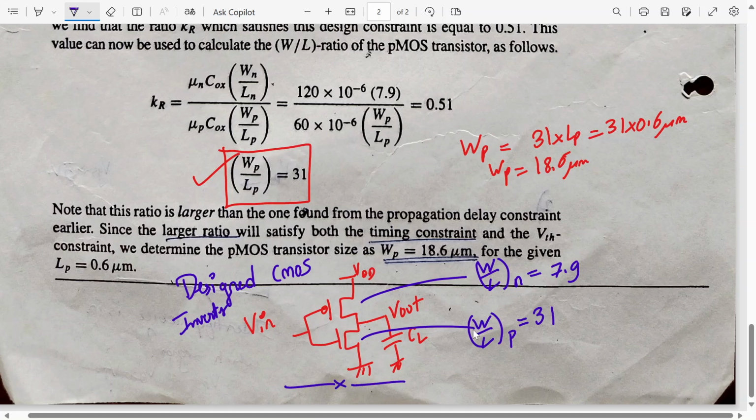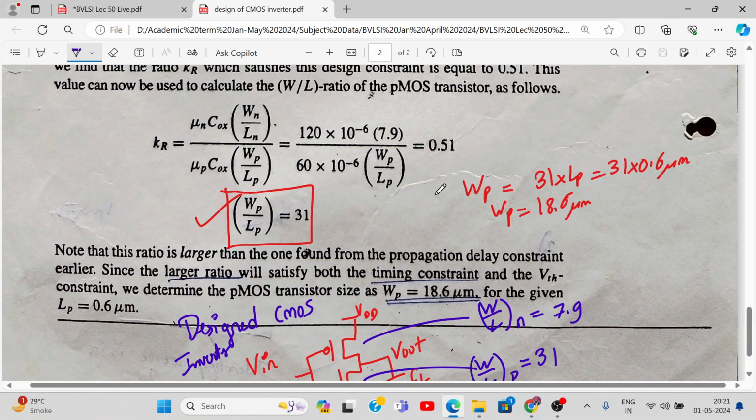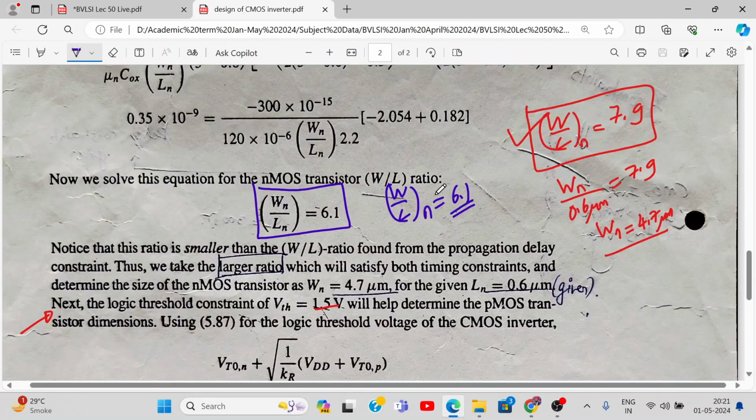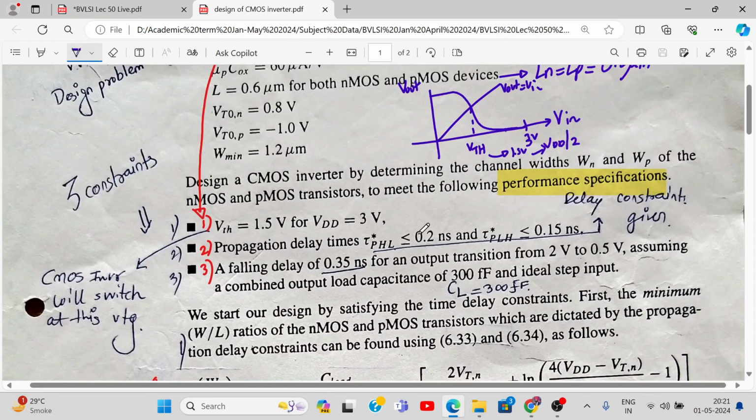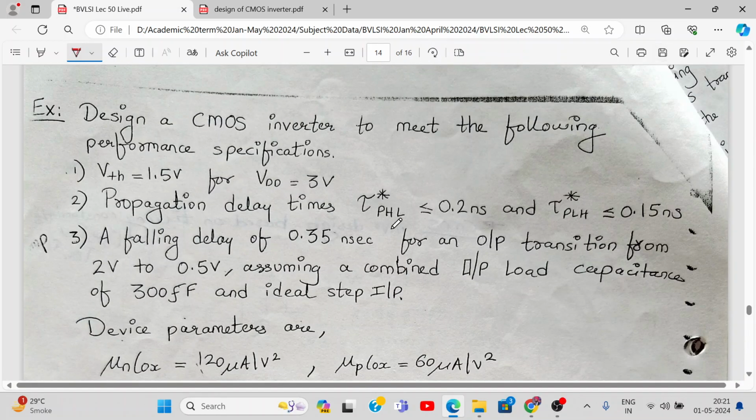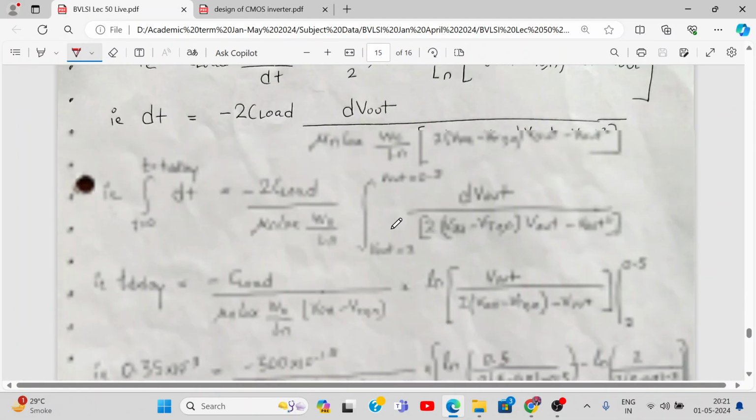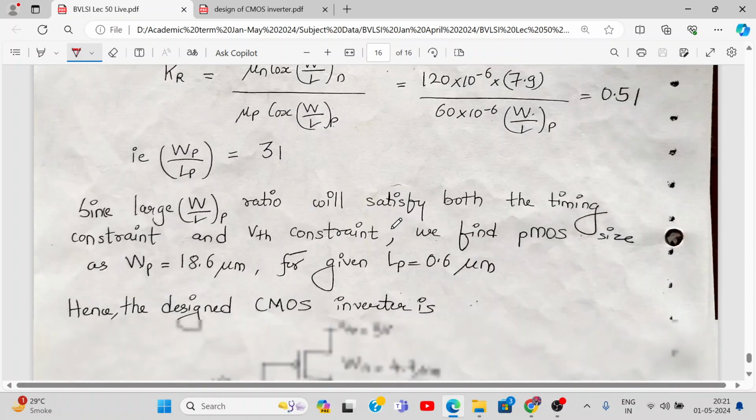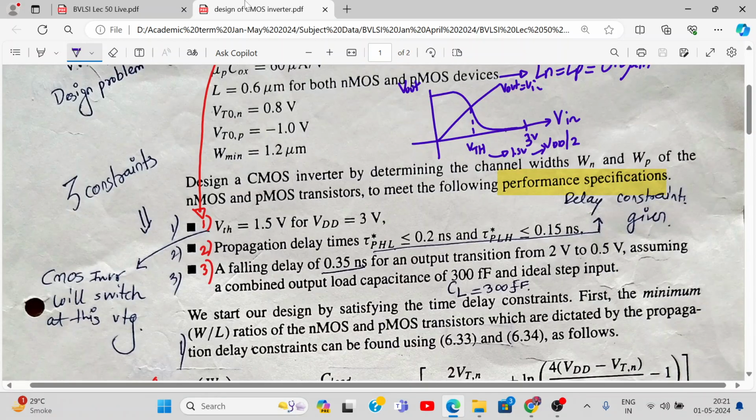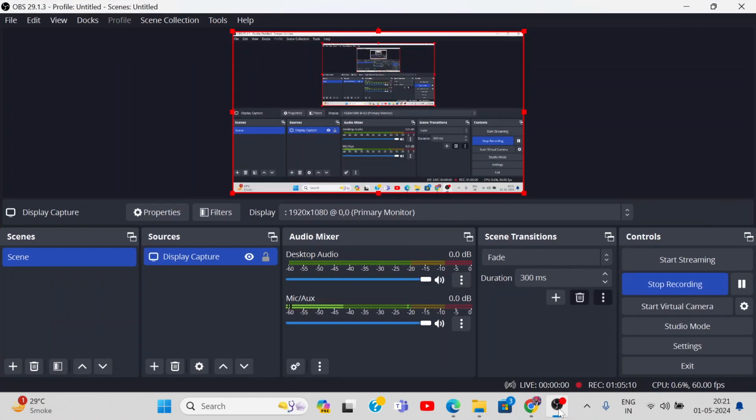All right. So I think this was an important numerical, as you can see. Depending upon the constraints, they might give you this. We have to design an inverter around the constraints. Okay, this is the same as given over here. Okay, it's the same numerical. All right. So that's it.